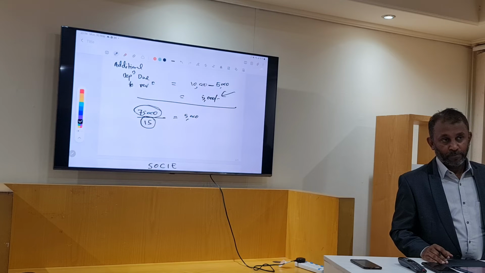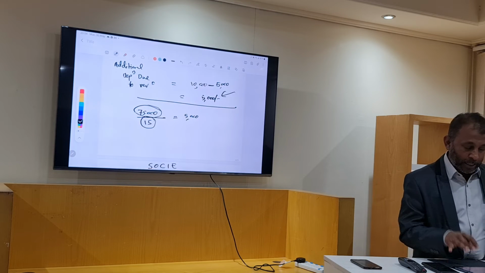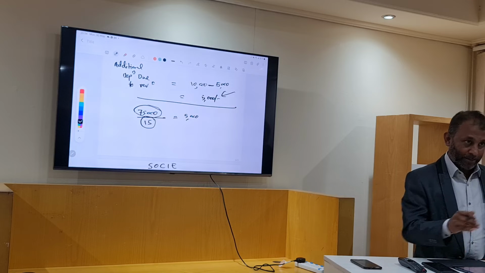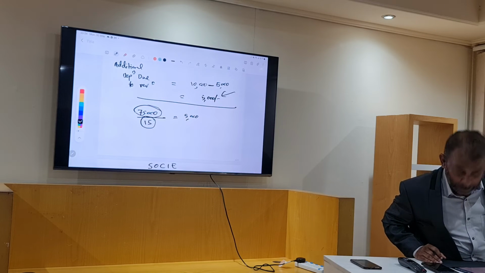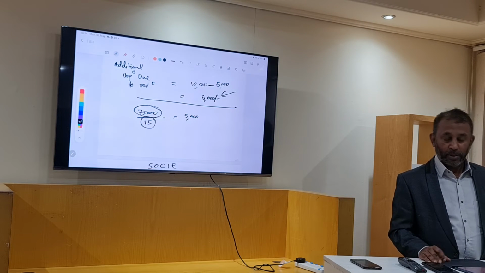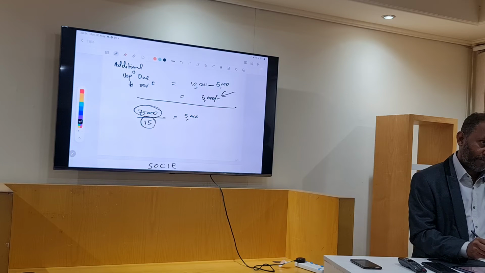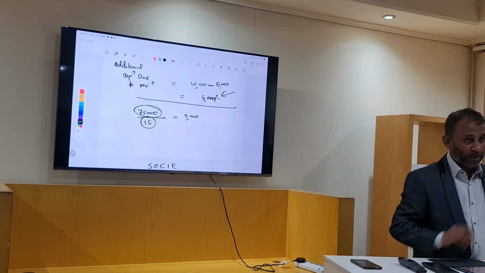This separate method or this 75 divided by 15? Same thing, same answer. You will get the same answer, you do it like this or this. Both ways you can calculate.